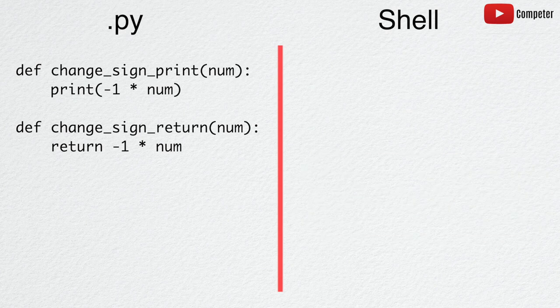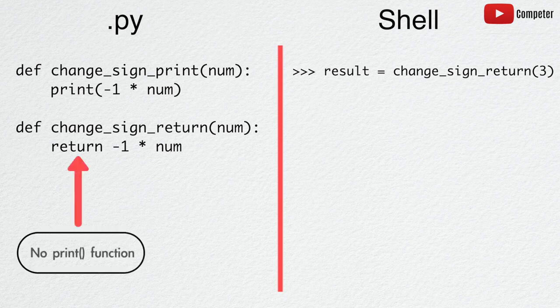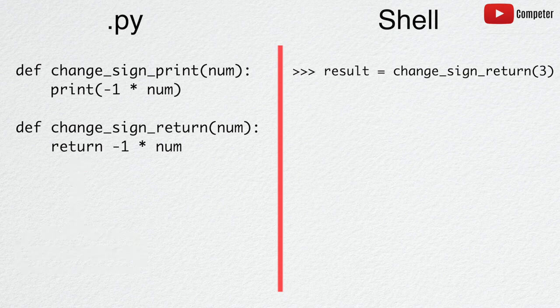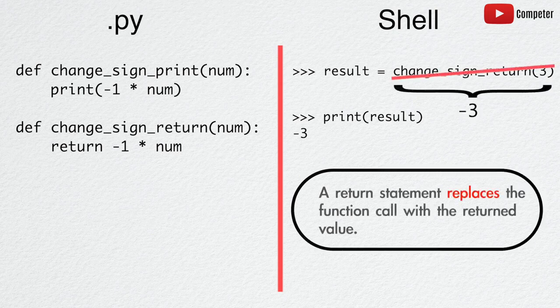Now, when we assign the function change_sign_return to a variable, we see that nothing is printed to the shell, because there is no print function inside change_sign_return. When we print the variable, -3 is printed, because the function returned -3, which was then assigned to the variable. Essentially, a return statement replaces the function call with the returned value.